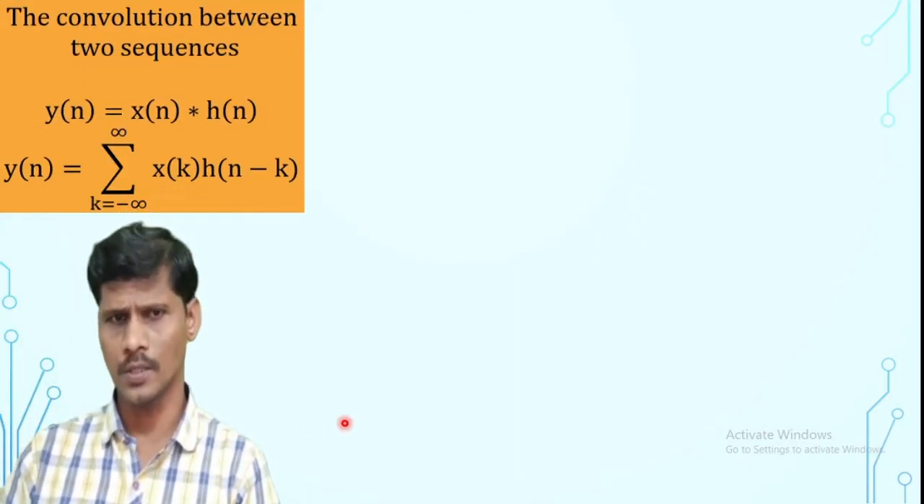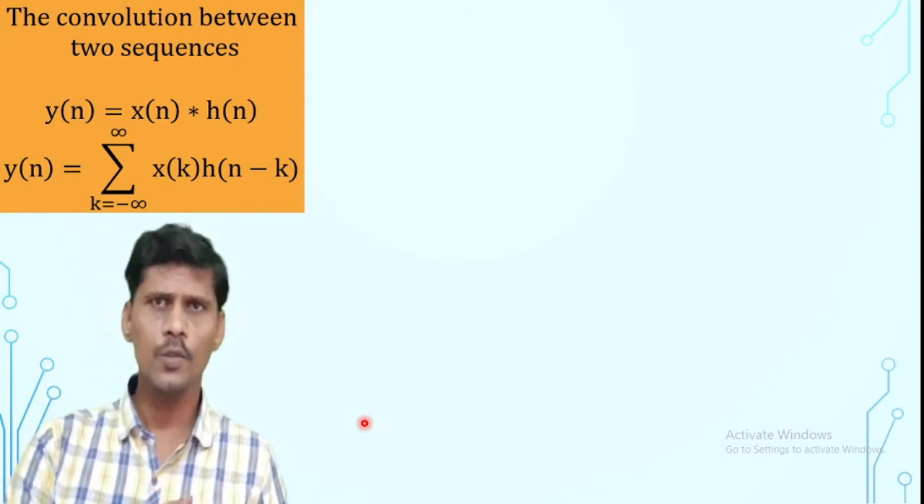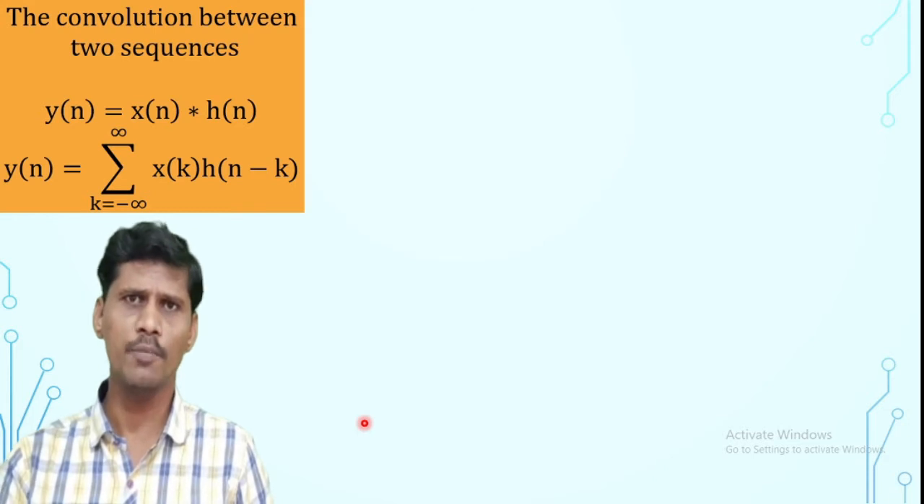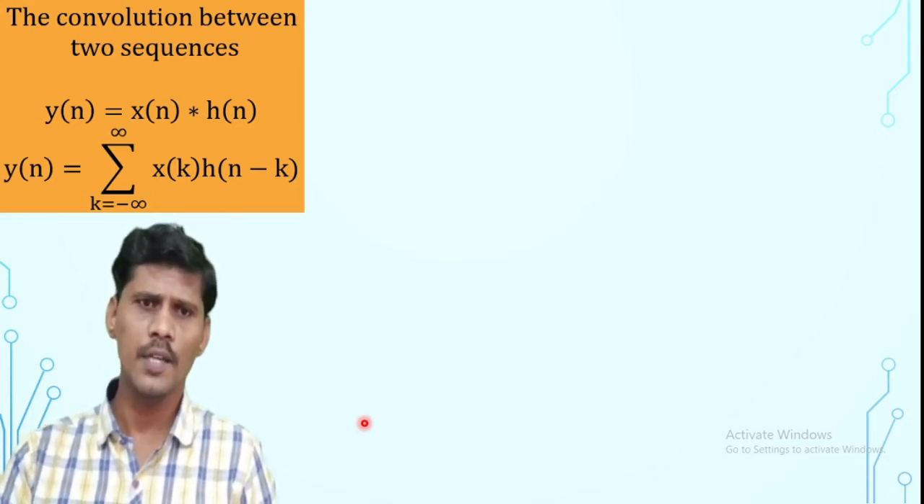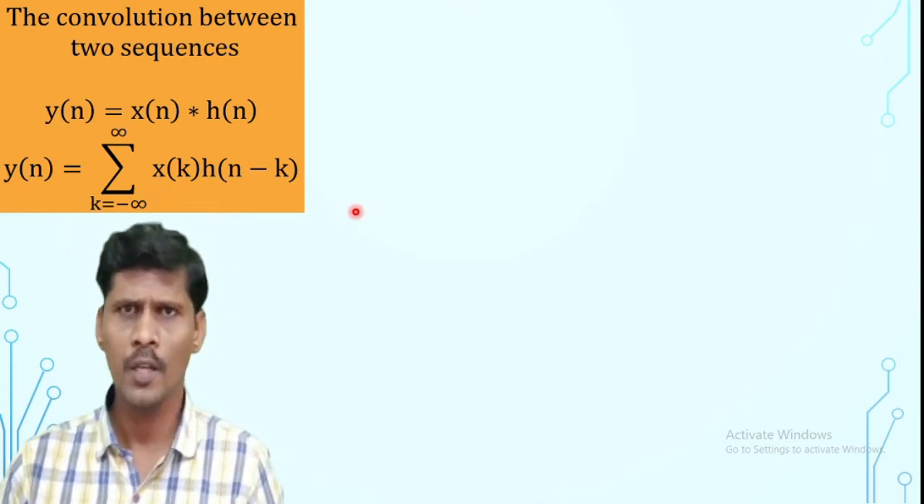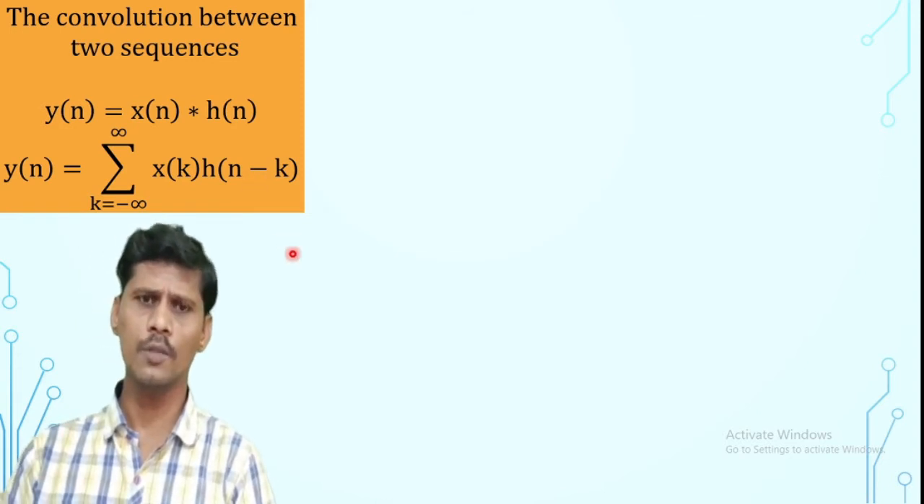So we know that the convolution between two sequences, where x of n and h of n are the two sequences, is given by, or defined as, x of n convolution h of n is equal to sigma k equals minus infinity to infinity x of k into h of n minus k. So this is the definition of convolution between two sequences.